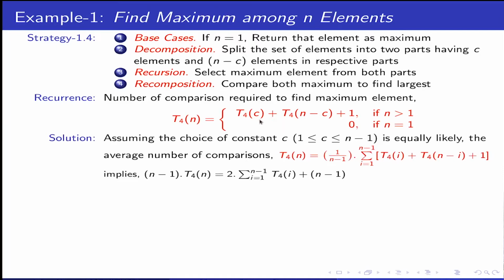Because C is an arbitrary choice of a constant, to analyze this we need to take an average, due to the expected choice of C. So we see that C can be 1 up to n minus 1 and every position is equally likely. We are not biasing it. So if we try to suitably find how many comparisons happen for a particular choice of C, we average all n minus 1 possibilities of C, from C equal to 1 to C equal to n minus 1, this formula.